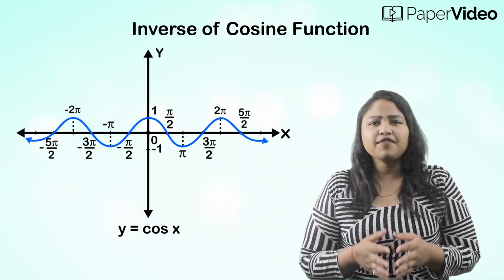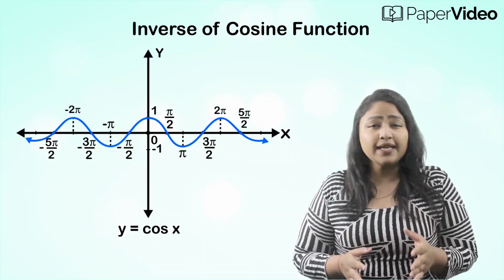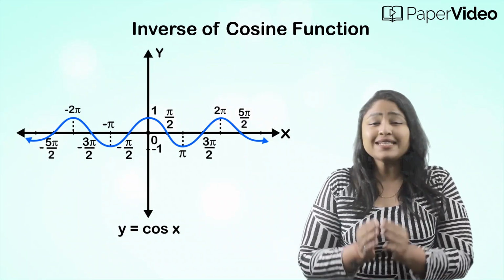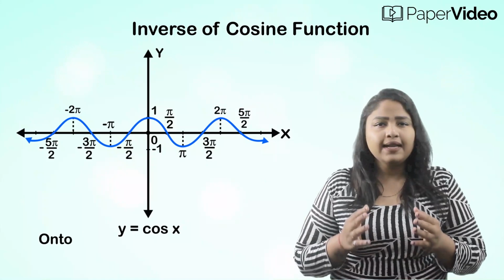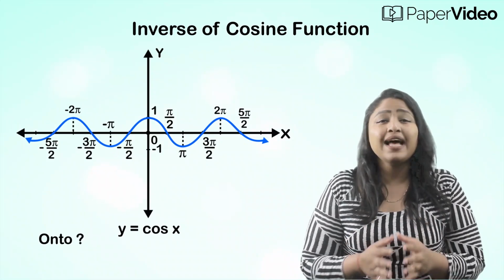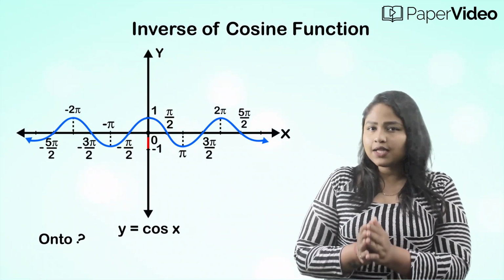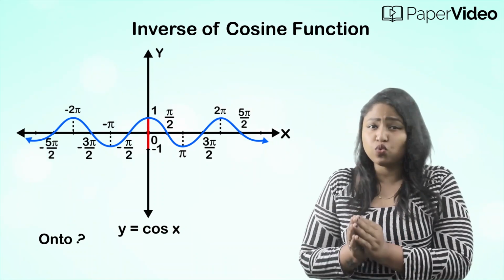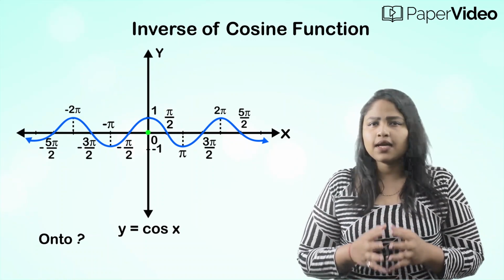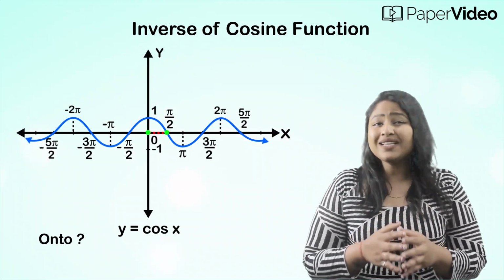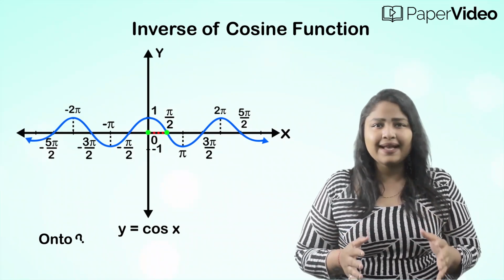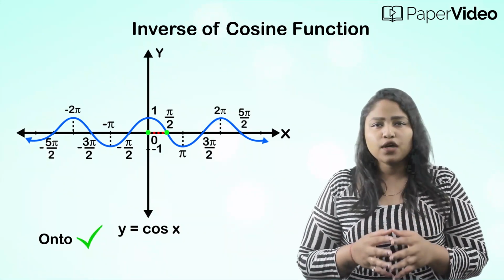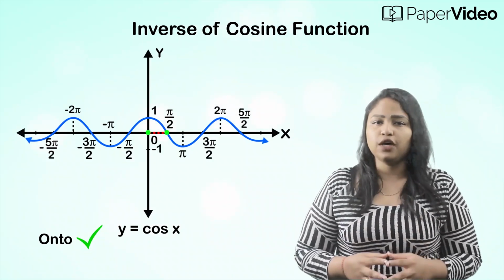We know that if a function is a bijection, which means that it is both 1-1 and onto, then the function is invertible. First, let us check whether the cosine function is an onto function. As we can see, the range of cosine function is from -1 to 1. So, if we consider any point on y-axis within this range, we can clearly see that there is a corresponding point on the x-axis. So, cosine function is definitely an onto function.